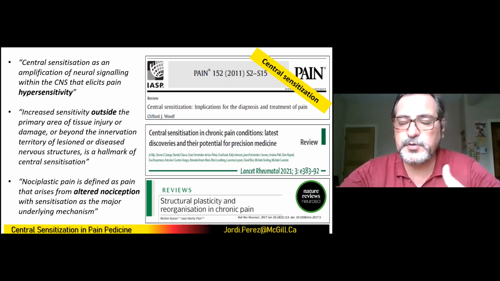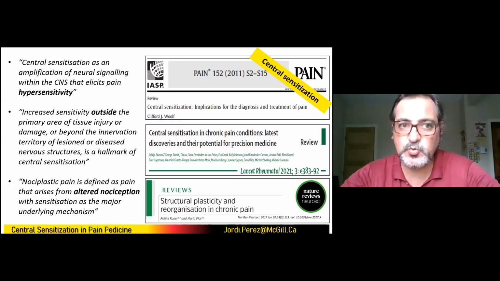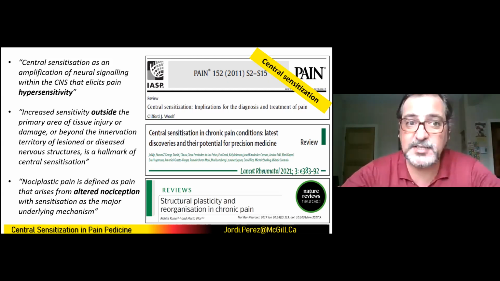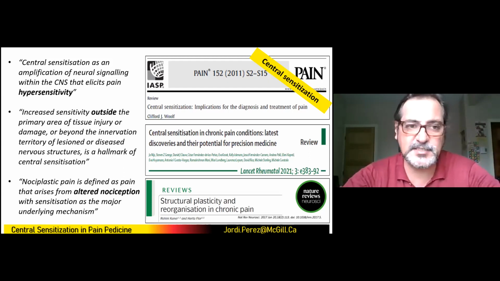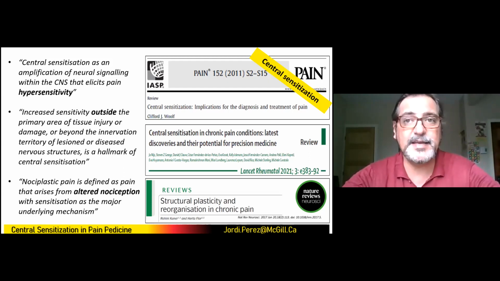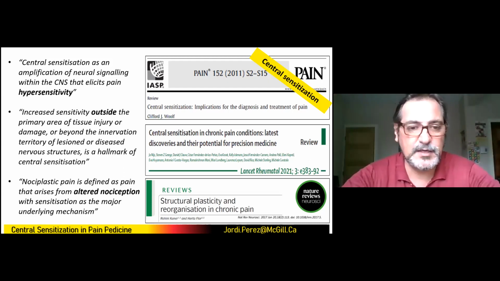In order to present some of the definitions, we know that central sensitization is an amplification of neural signaling within the central nervous system that elicits pain hypersensitivity. Hypersensitivity is probably one of the key features of central sensitization. There is also an increased sensitivity outside the primary area of tissue injury or damage, or beyond the innervation territory or lesion of a diseased nervous structure. That is also a hallmark of central sensitization. So the second key is that the pain extends beyond the anatomical boundaries of the tissue injury.